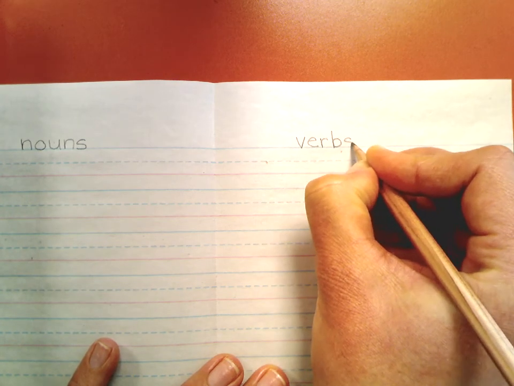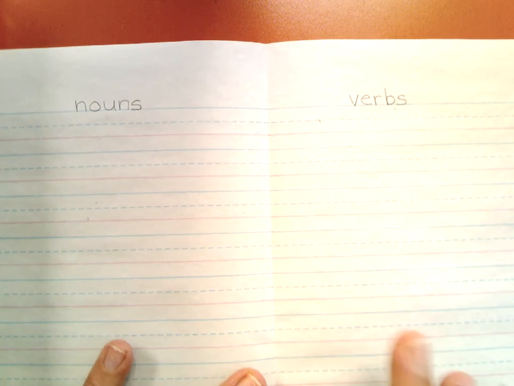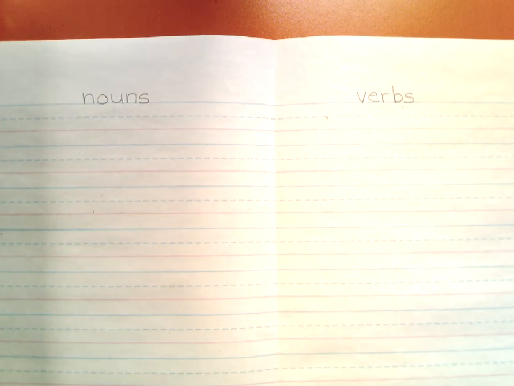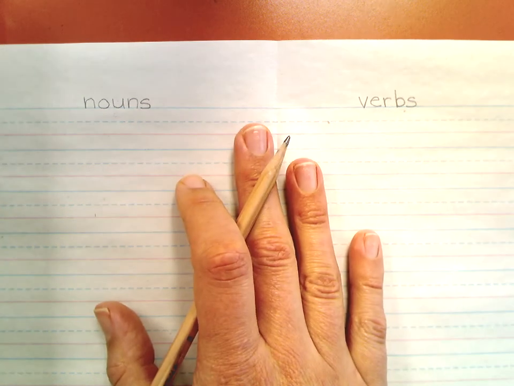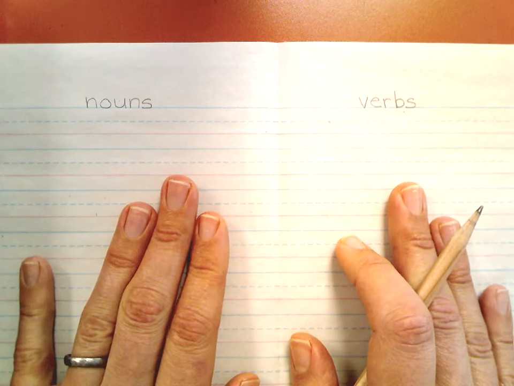Go ahead and keep this paper. At the end of the day, we'll be using it all week. All right, so that'll prevent you from having to keep throwing them out and getting new ones. We'll just keep this all week, and then we'll have a nice little list of our spelling words that are nouns and verbs all nicely categorized for us.